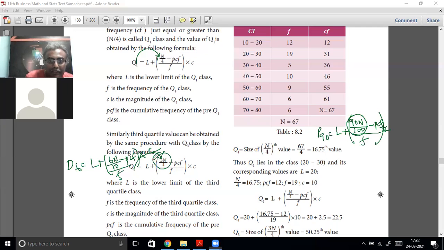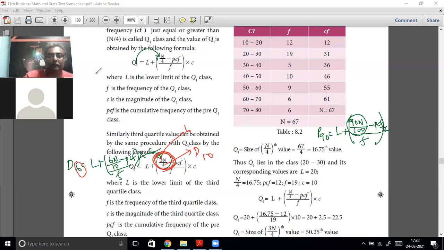Which part will be changing? This part will be changing. Denominator will change. If it is decile, denominator will become 10. Depending on D6 or whatever, 6 comes here instead of 3. Understand? Otherwise the formula remains the same.